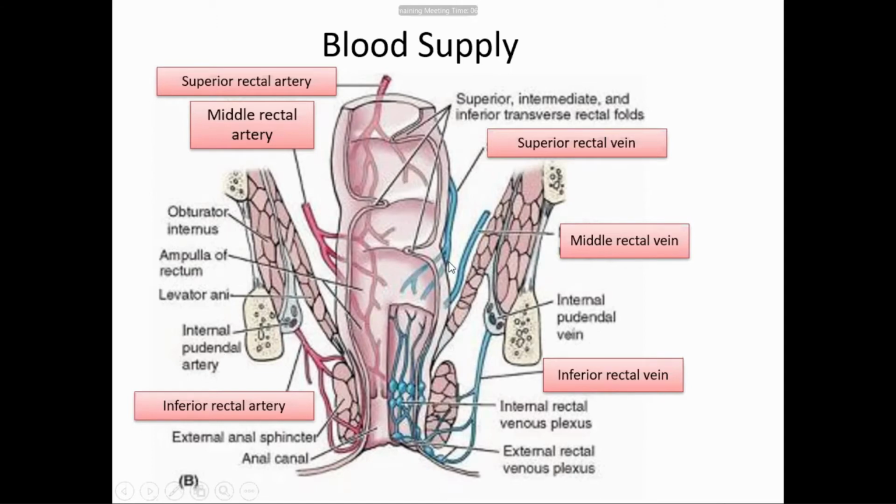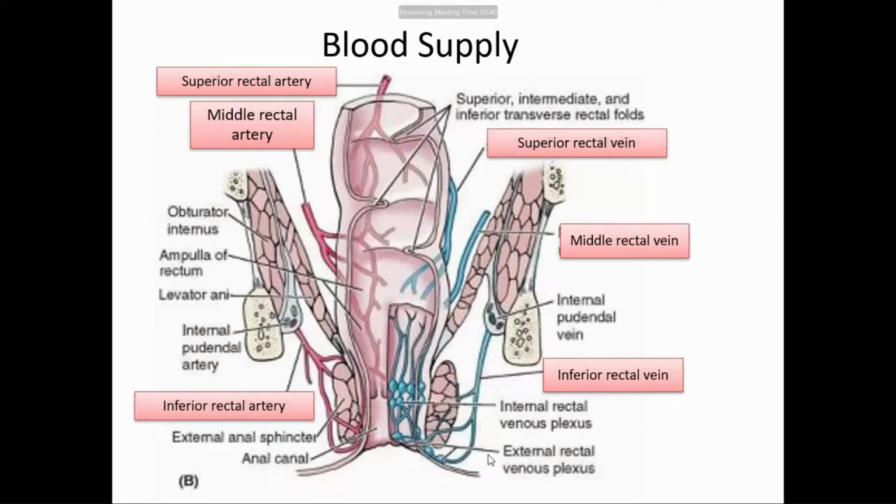And the venous drainage: the rectal veins are arranged in a plexus known as the annulus hemorrhoidalis, and they are arranged in two sets, the internal rectal venous plexus and the external rectal venous plexus.